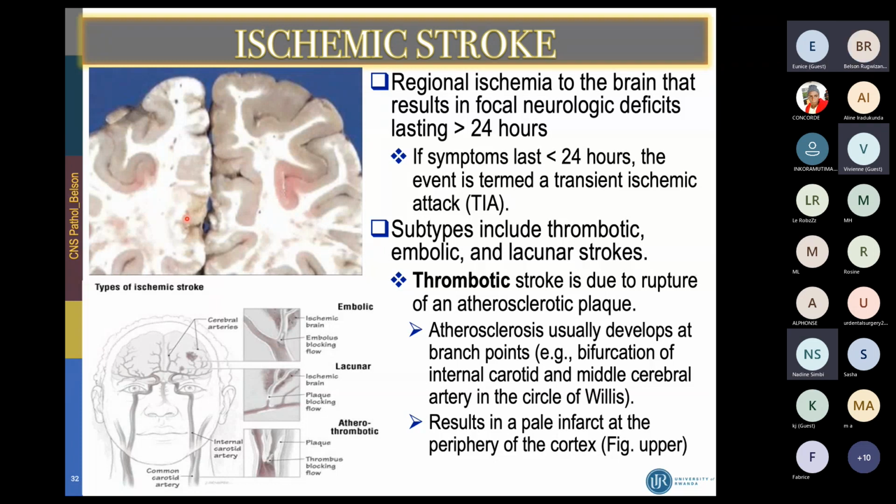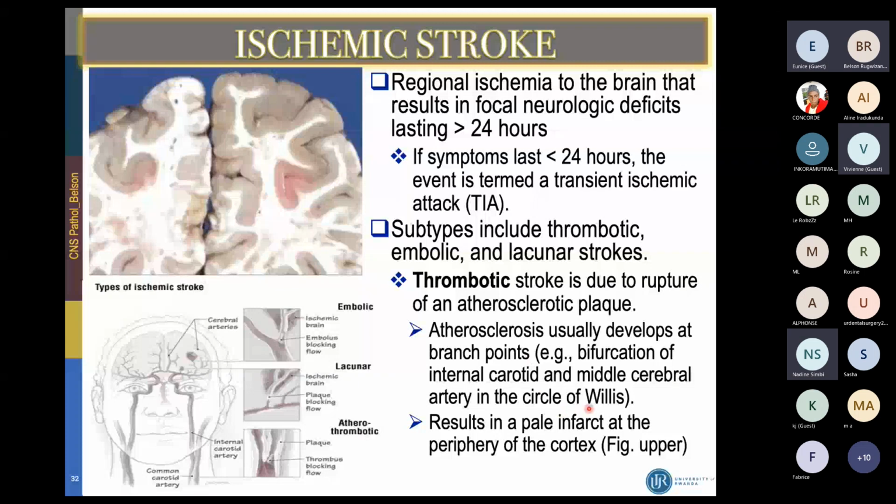So there are many illnesses. The subtypes of ischemic stroke include thrombotic, caused by thrombus. I think I will not explain many things because you have seen this. Embolic, so there is embolism, or atherothrombotic. It is atherosclerosis and the thrombus which forms there, and the lacunar. So we shall see the details after this. So atherosclerosis usually develops at branch points, the bifurcation of the internal carotids and the middle cerebral artery in the circle of Willis.